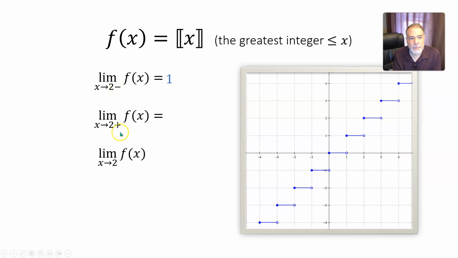What about the limit as x approaches 2 from the right? Now we're looking at x's that are greater than 2. Maybe just a little tiny bit greater, but still greater. Things like 2.01, and this function would round those down to 2, so that would be the limit. The limit as x approaches 2 from the right is 2. And since it's one thing on the left and a different thing on the right, what does that tell you about the limit just as x approaches 2? It does not exist.